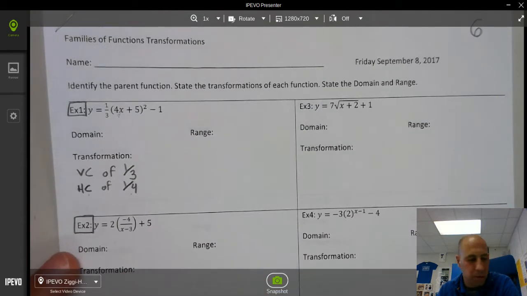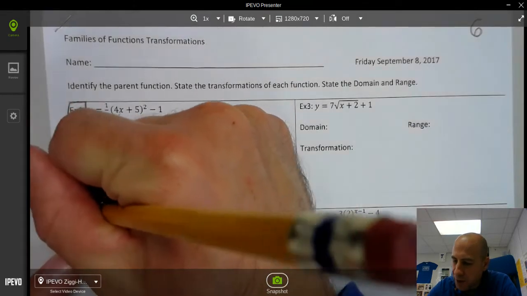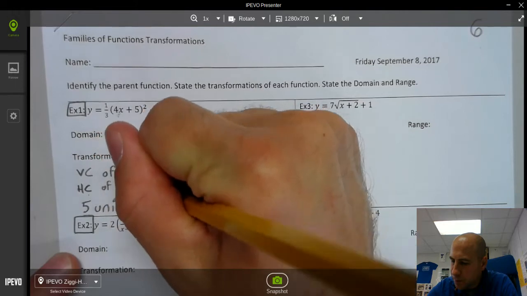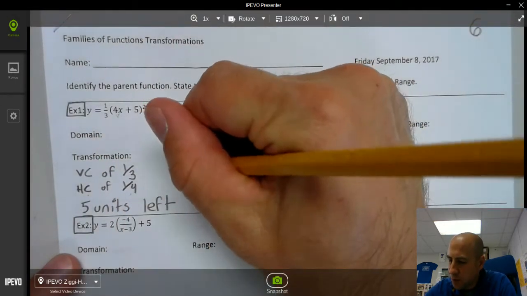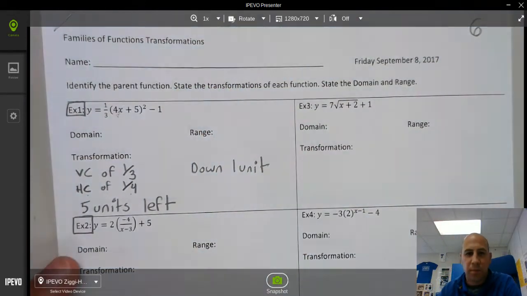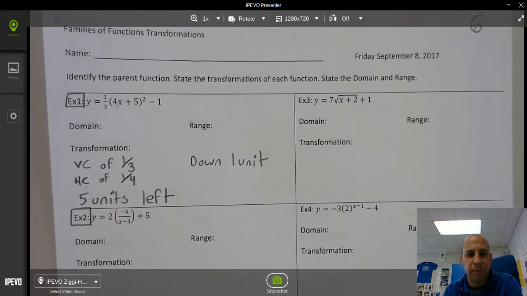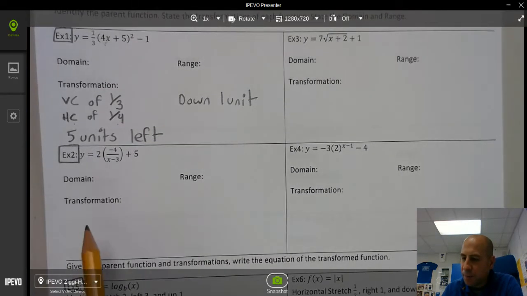Okay. Now, the plus 5 inside the parentheses means we're going to translate 5 units left. Okay, and then the minus 1 is down 1 unit. Okay, and again, we're going to go over the domain and range in class. All right, so let's look at example 2. And again, we're going to do domain and range in class.